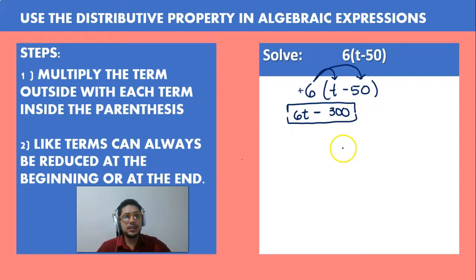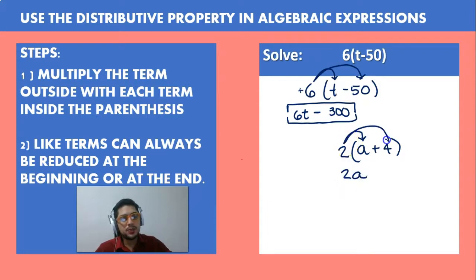Okay? So guys, if you have 2 times a plus 4, you're going to multiply 2 times a, which is 2a, and 2 times 4, which is 8.